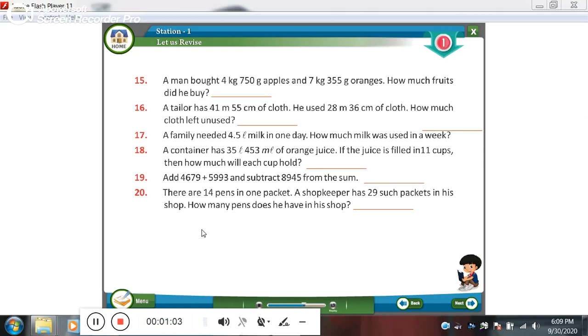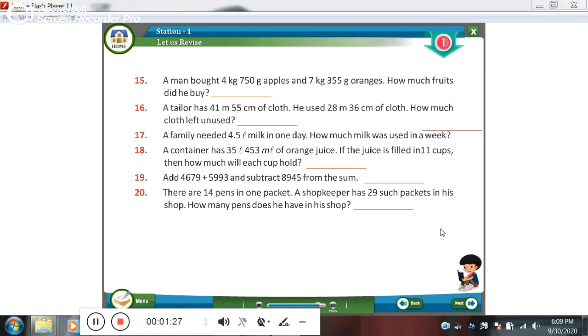Add 4,679 plus 5,993 and subtract 8,945 from the sum.